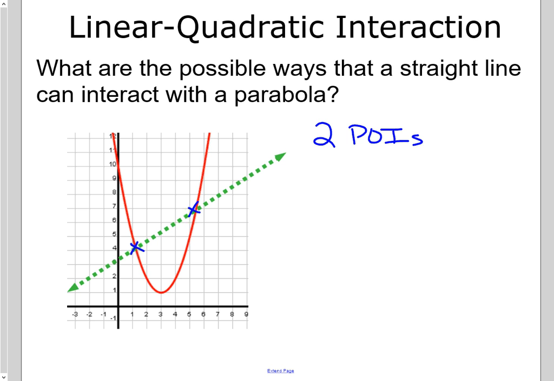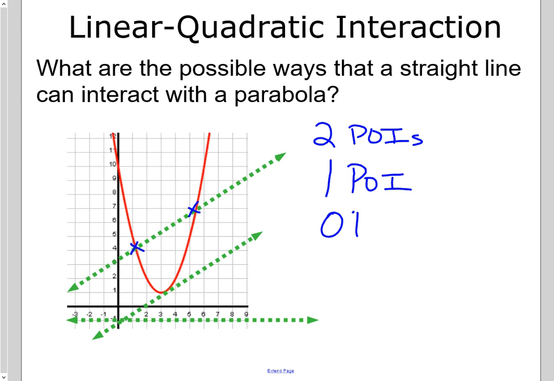We could have, maybe it only touches it once, like just nicks it there, like that. So it could have 1 point of intersection. Or maybe my line goes underneath it like this and will never actually hit it. So we can have 0 points of intersection. So those are our 3 options when we have a quadratic. It will either cut it twice, it'll cut it once, or it won't even touch it. So 2, 1, or 0.